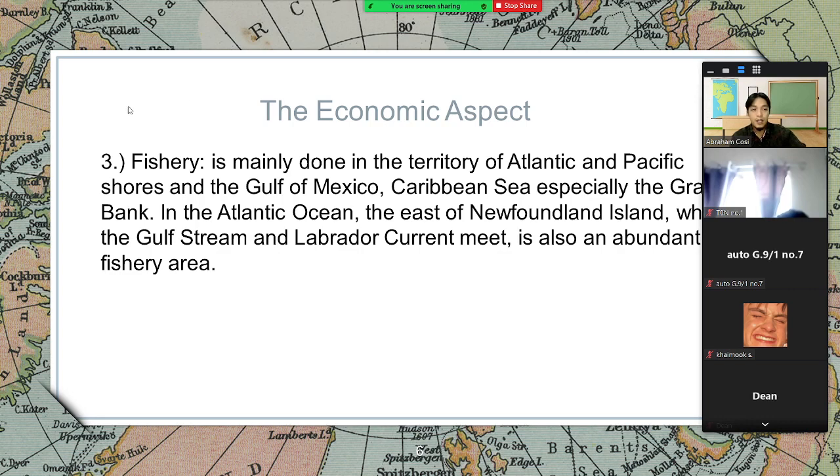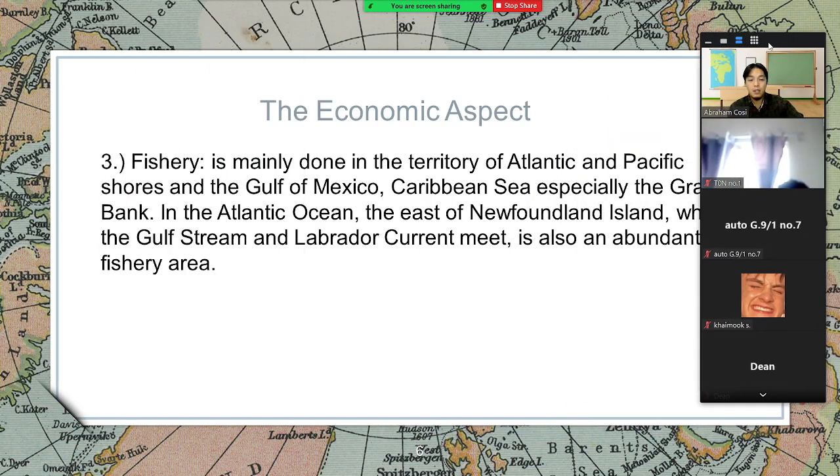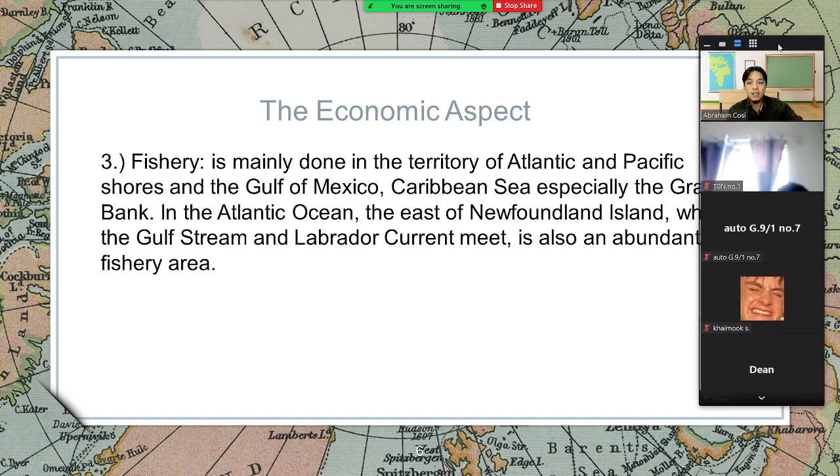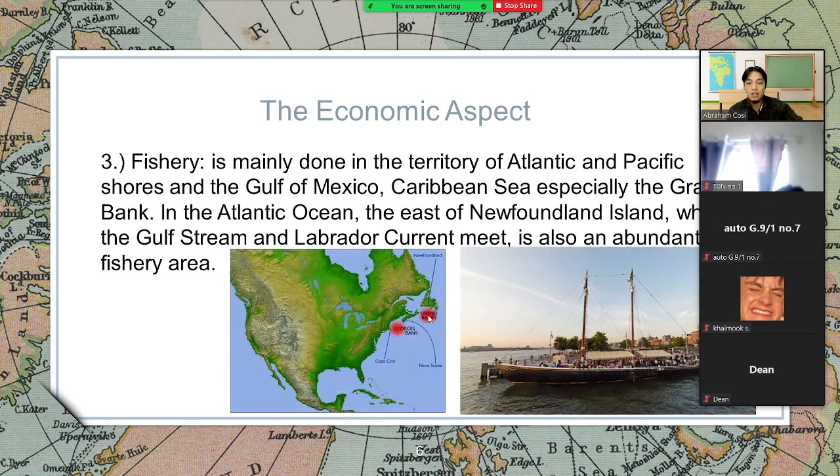This is where the Gulf Stream and Labrador Current meet. These are areas abundant in fishes, or there are a lot of fishing activities in these areas. Here is the location of the Grand Banks in North America, the Grand Banks and Newfoundland.